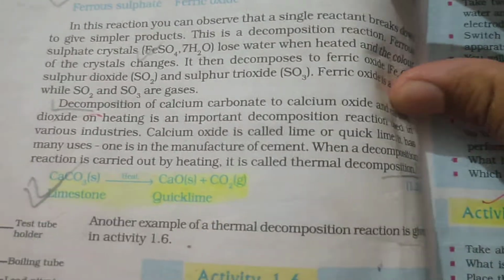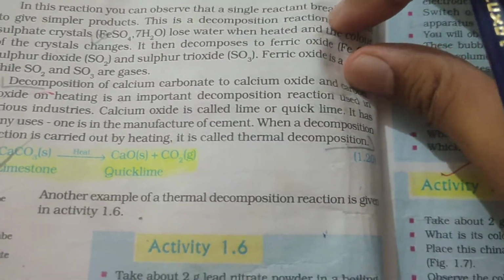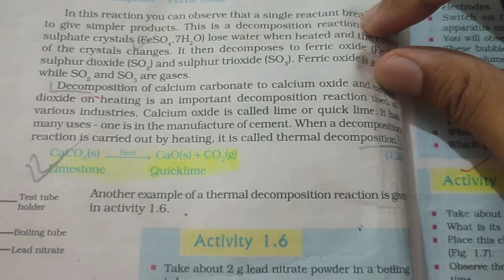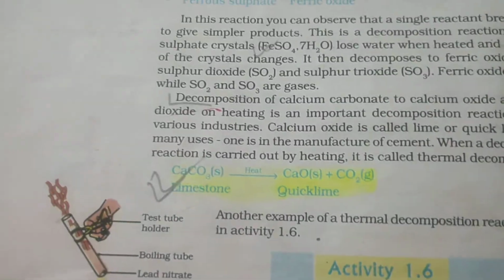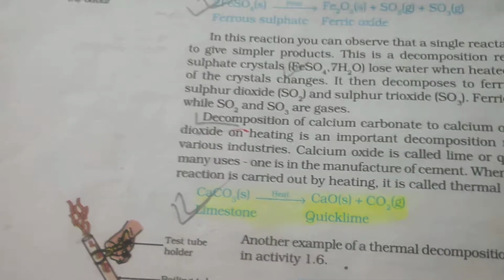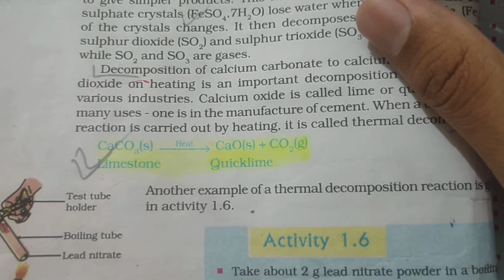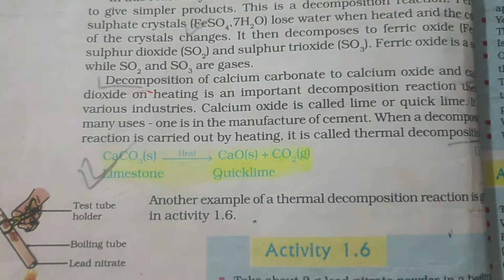Okay. Calcium oxide is called lime or quicklime. It has many uses. One is the manufacture of cement. So this is a calcium. This is an equation where you can see the reaction of calcium oxide.